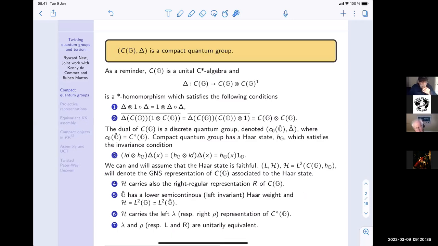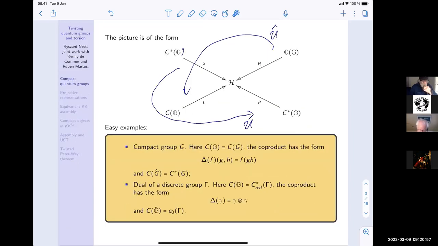Now, as said, there is this non-degeneracy condition here, which corresponds more or less to the existence of the inverse. As a result, we have left and right representations of G, and we have left and right representations of G hat. So the picture is something like this. There is this L2 space, this Hilbert space. We have left and right representations of C of G, and we have left and right representations of C of G hat.